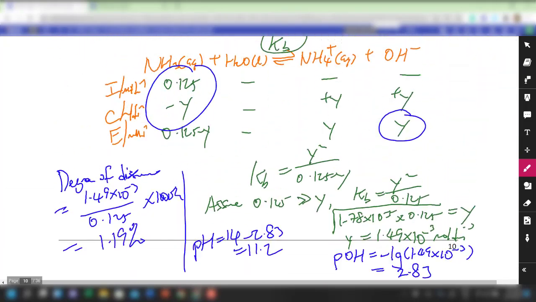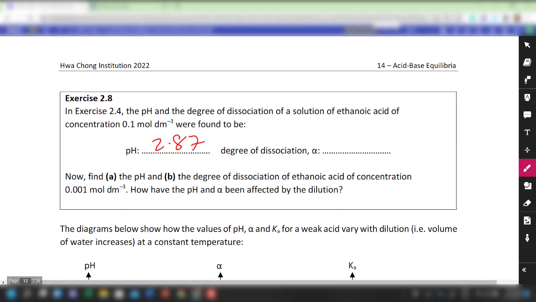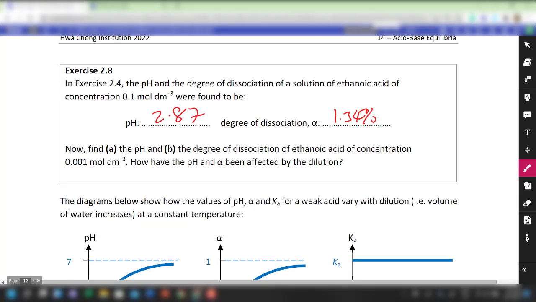1.34%. You can put it as 0.0134 or 1.34%. Then you are supposed to find, first, the pH, and second, the degree of dissociation of ethanoic acid of a lower concentration, which is 0.001 moles per dm cube. How are the pH and degree of dissociation affected by dilution? This is a dilution of about 100 times.